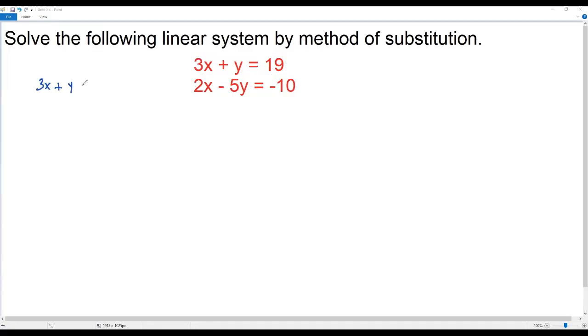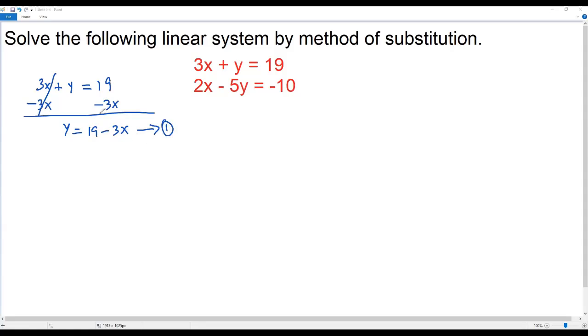So 3x + y = 19. To solve for y in terms of x in this equation, I subtract 3x from both sides. When I do so, the positive 3x and negative 3x will cancel out. I get y = 19 - 3x. I name this equation number 1.